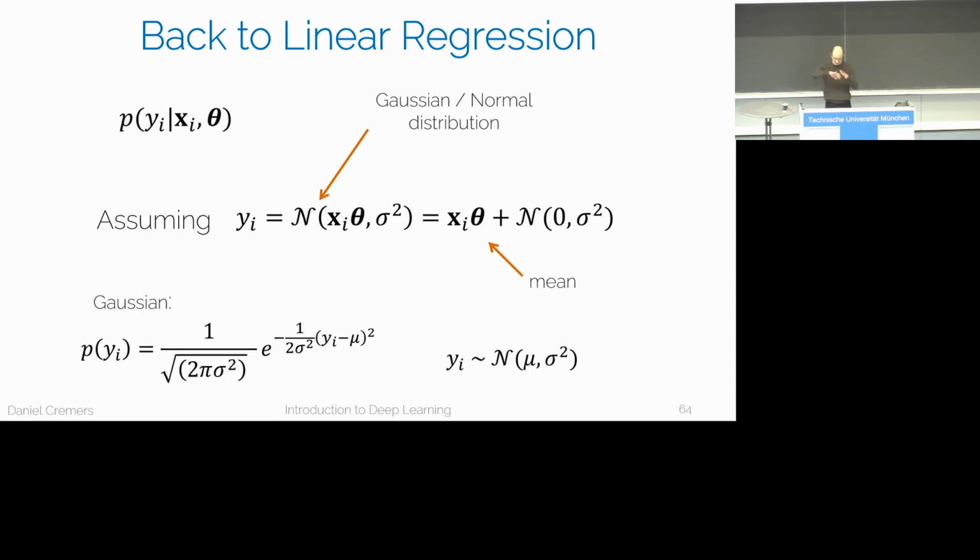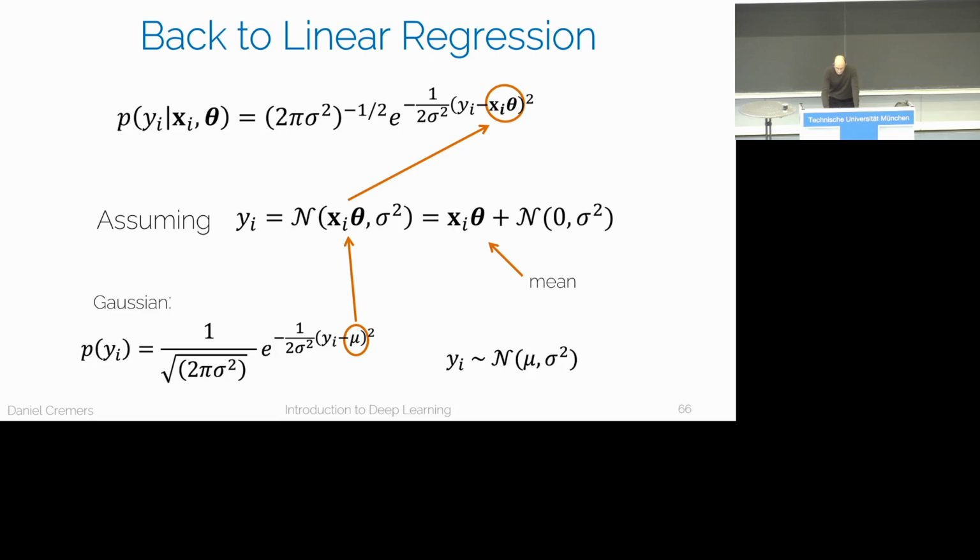Here's the formula. This is the usual exponential, this bell-shaped curve. So far, so good. If we take this probability distribution and plug it in here, then basically we get this. We get the prediction of the model, xi, and the observation, the label that we have in the training data, is Gaussian distributed around our model prediction. So yi minus xi theta squared, and then exponentiate, and then this is a normalization factor.